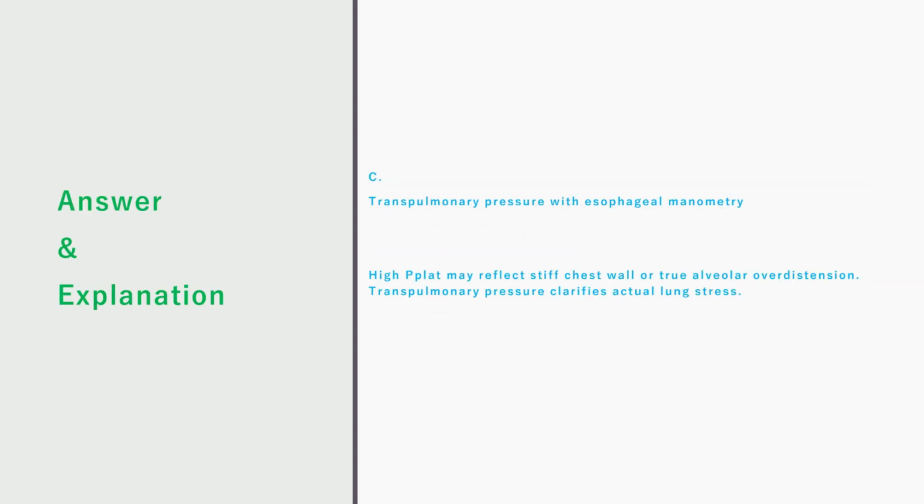Correct answer is C. Transpulmonary pressure with esophageal manometry. Explanation. High plateau pressure may reflect stiff chest wall or true alveolar overdistension. Transpulmonary pressure clarifies actual lung stress.